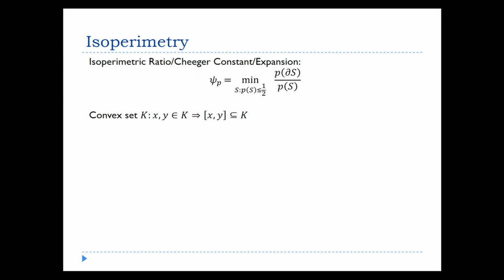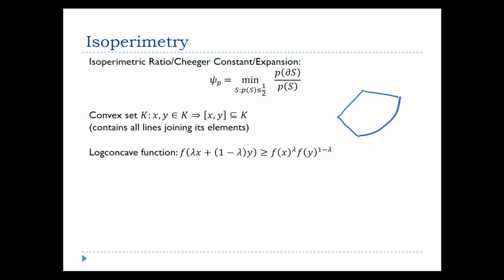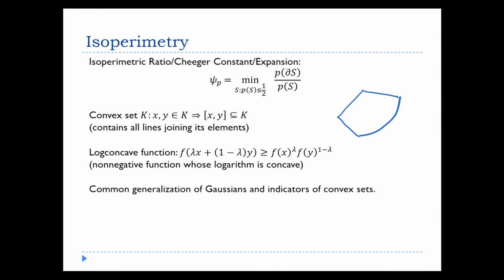So one natural way to not allow dumbbells is convexity, because you must have the line between every 2 points, and more generally log-concave functions, where we make sure that the function doesn't dip on any line. And these are common generalizations of Gaussians and convex sets, so that will be the familiar setting through these two talks.